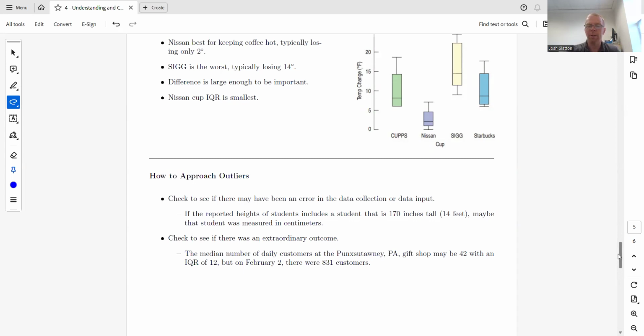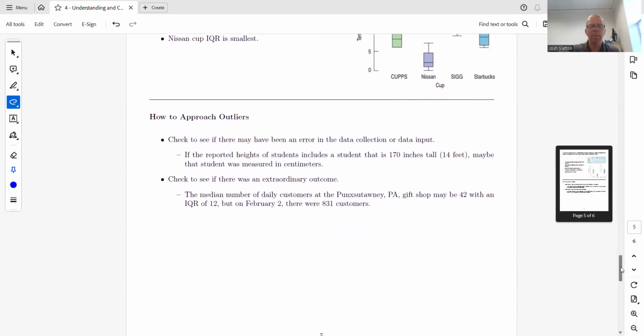So just things to consider with outliers. Depending on the outlier and depending on what happened, you may pay attention to it, you may eliminate it, you may just count it with everything else. So it just depends. It just depends.